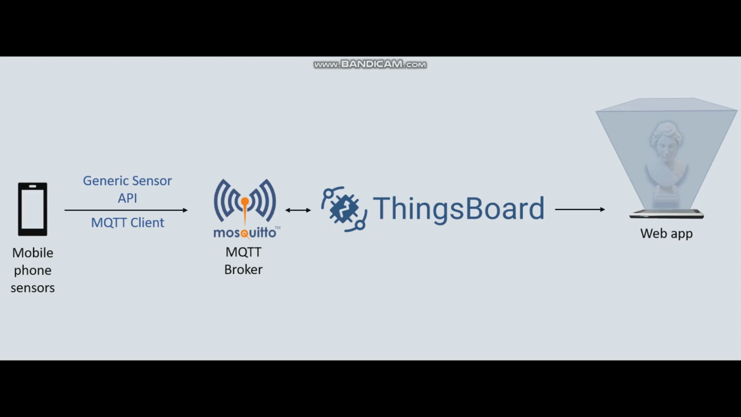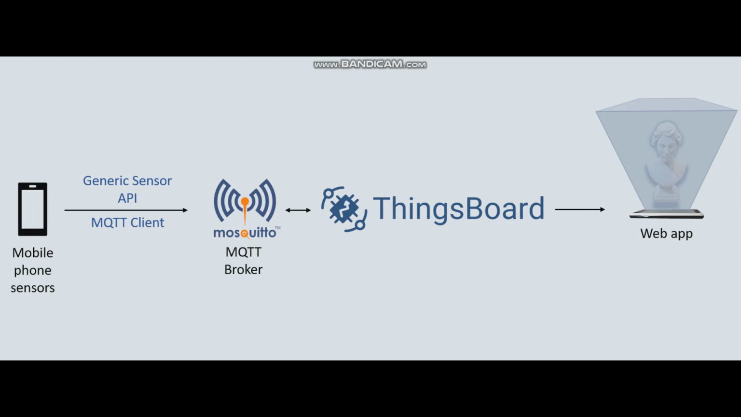Each hologram platform will have a device with accelerometer, magnetometer and gyroscope sensors. Using the Generic Sensor API, we collect the data of the sensors and transfer them via MQTT to the Mosquitto MQTT broker connected to ThingsBoard.